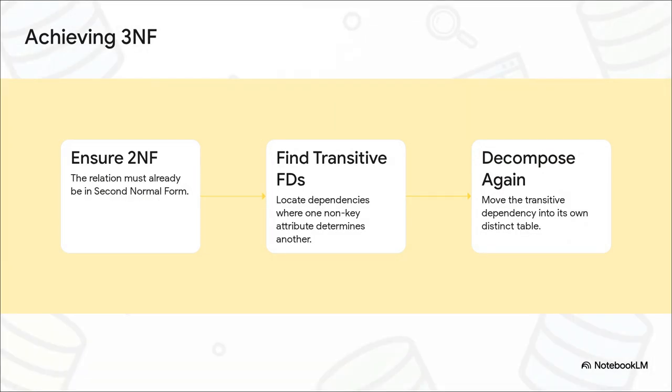Moving on up to third normal form, or 3NF. This level tackles transitive dependencies. Just look at the chain here. The SSN determines the rating, and the rating determines the hourly wages.